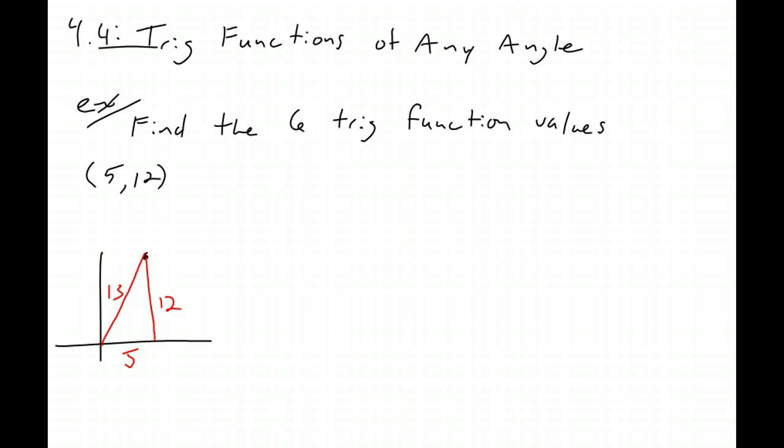And now for my reference angle, don't forget the reference angle is to the x-axis, the shortest distance to the x-axis. So if I want to find sine theta, cosine theta, tangent theta, all your 6 trig values, I'm writing them out real fast.